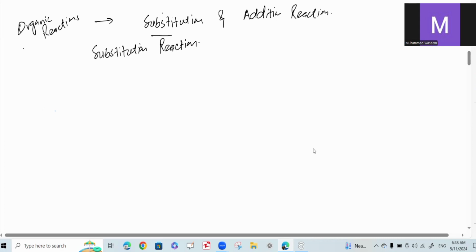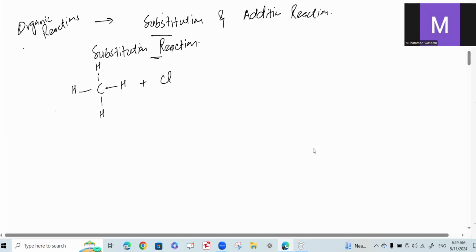Substitution reaction, basically it is a type of replacement, when there are four bonds of a carbon atom, and out of those four bonds, one atom is replaced by any other atom. Like we have the carbon, it has the four bonds, as in the case of methane.